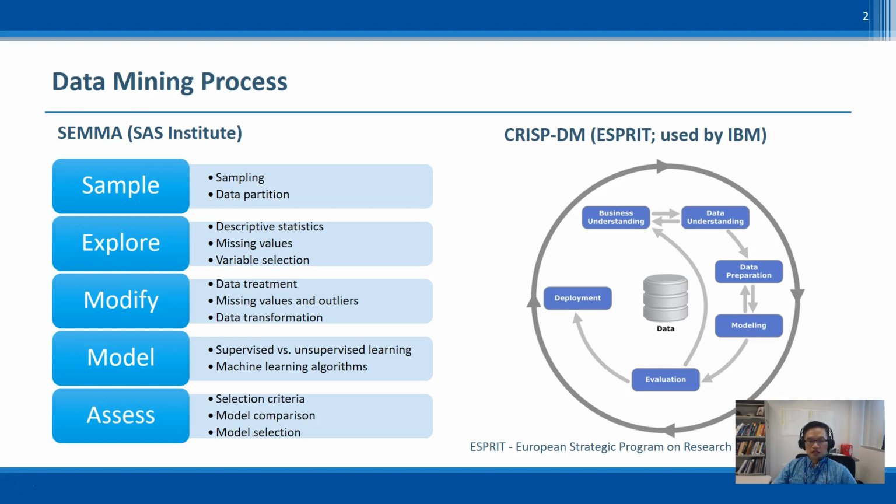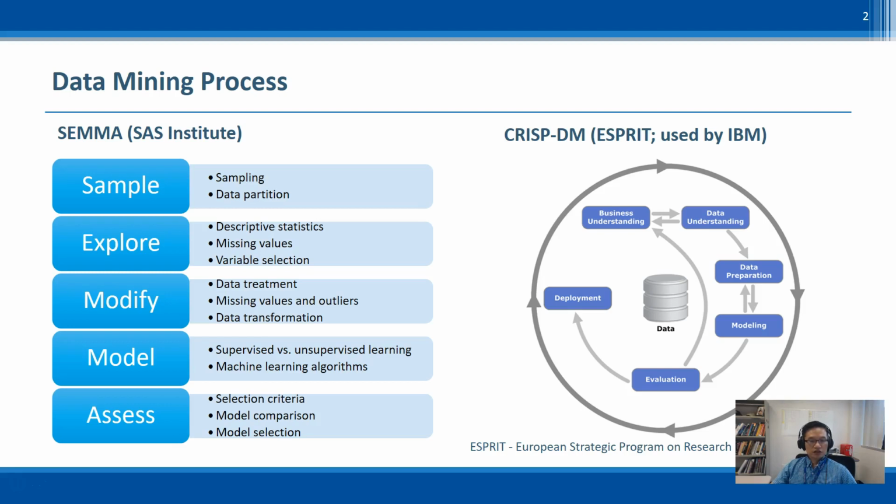Then another data mining process is CRISP-DM, which stands for Cross-Industry Standard Process for Data Mining. This process is founded based on the European Strategic Programme on Research in Information Technology initiative, or ESPRIT. It's more popular in the industry than in academia. IBM is the one that has adopted and is using this process.